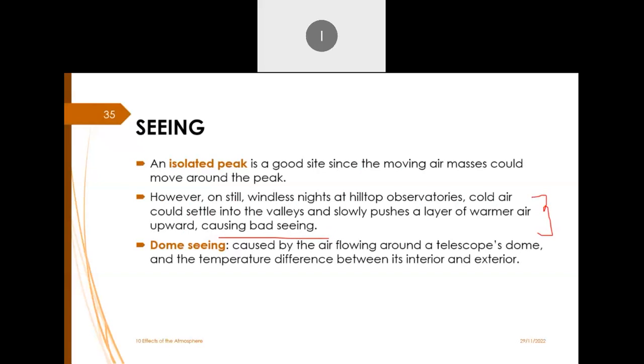For the dome seeing, it is caused by the air flowing around a telescope's dome, if you have this kind of dome. The temperature difference between its interior and exterior also contributes to the dome seeing if you want to do the observation in the dome area.